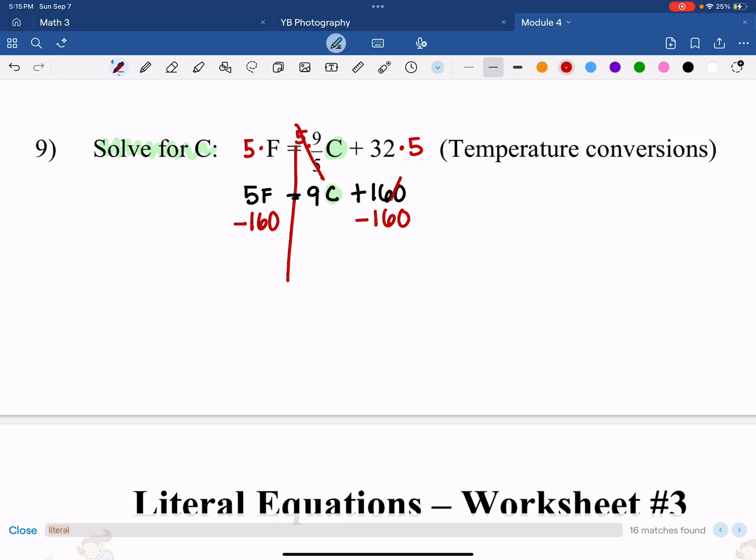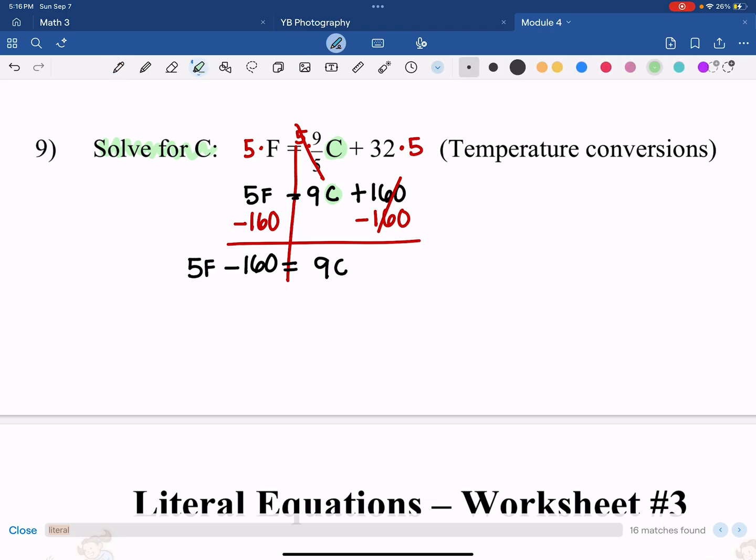160 minus 160 are a zero pair, and they cancel. Now, 5F and minus 160, those are not like terms. I cannot combine them. We are not going to say that this is negative 155F. They would both need to have that F variable in order for us to do that. So when that happens, this is actually where literal equations can be nice because we just copy down what we see. If we had 5F minus 160, we just write down 5F minus 160. No calculations necessary. Okay, so that's copy down.